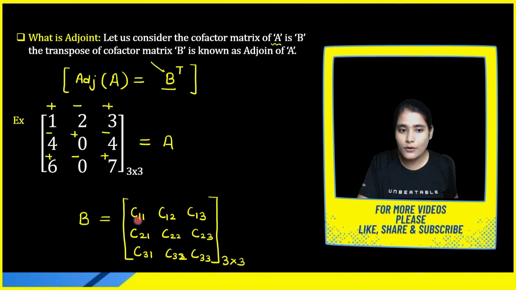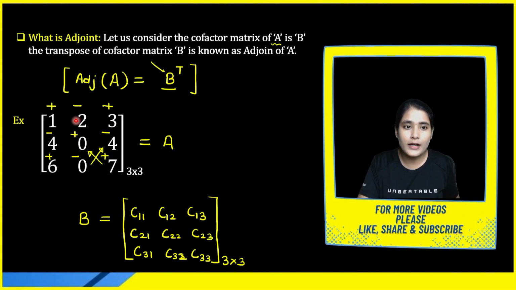If you want to find out the value of C11, you have to stand here, and the row and column connected with this element, you have to cancel out. When you observe, this row is connected with 1 and this column is connected with 1. When you cancel this row and this column, you will get only 4 terms: 0, 4, 0, 7. Now try to do the cross multiplication. How do you do it? First 7 into 0, then you take the minus sign, then 0 into 4.